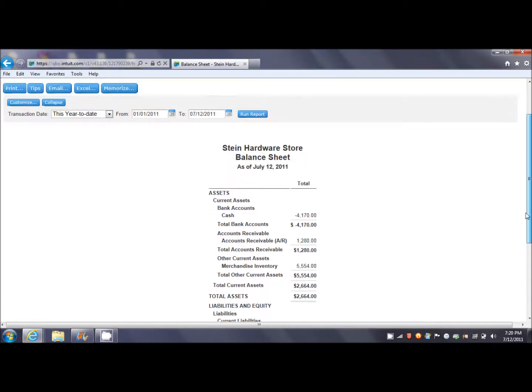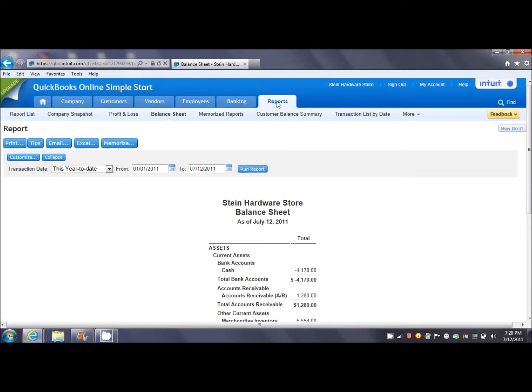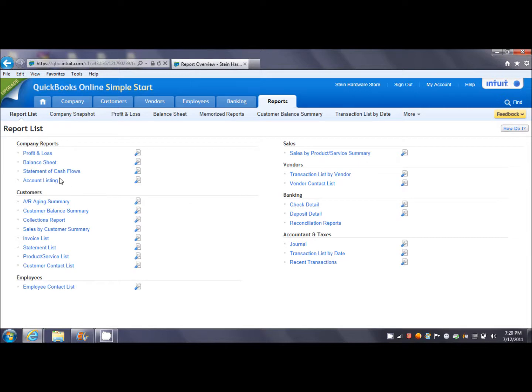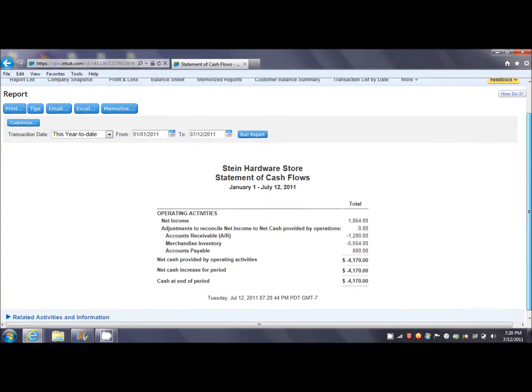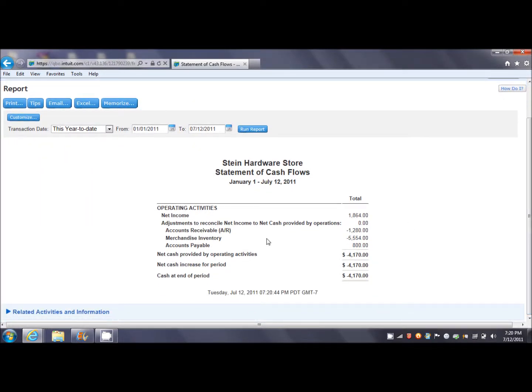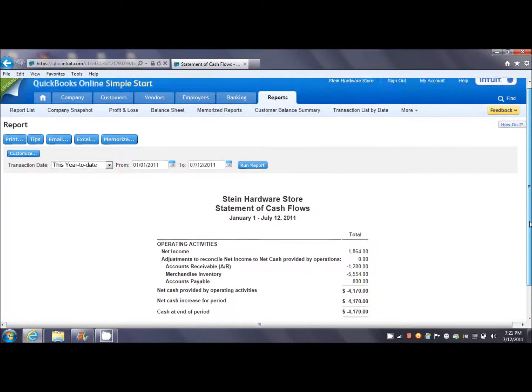From here, we will go back to Reports. And we can view the statement of cash flows. This shows you a partial statement of cash flows because of the information that we have entered into the system. So that's why it shows you net income 1,864 like you saw on the profit and loss statement. It also shows you net cash provided by operating activities, net cash increase for period, and cash at the end of the period. And this, like I said, is a partial statement of cash flows.